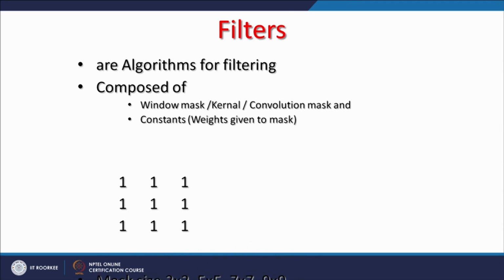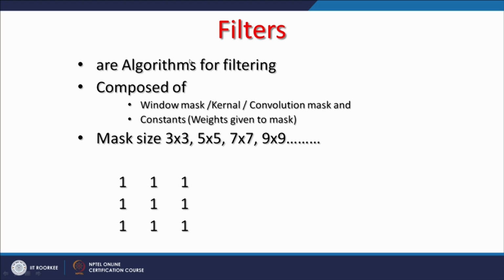We will see one by one. The algorithms for filtering are composed of a window mask or kernel, convolution mask or moving matrix of 3x3, and here the mask size mentioned is 5x5; it has to be an odd number. In this one the weight for all pixel values is the same, but we can have different weights. So this becomes a square mask if we involve 3x3, 5x5.